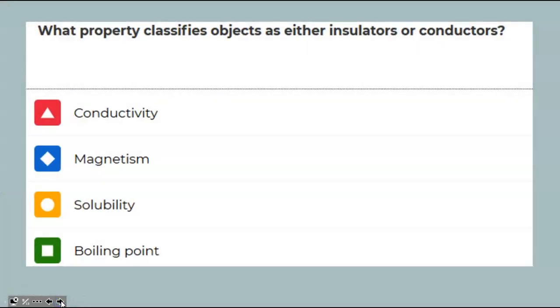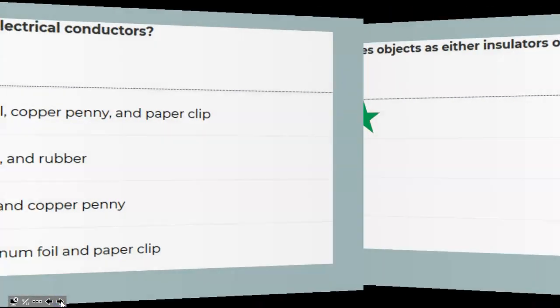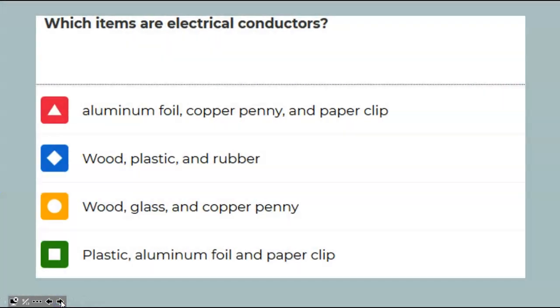What property classifies objects as either insulators or conductors? The correct answer is conductivity, either thermal conductivity or electrical conductivity. This is the property that we talked about, insulators and conductors. Which items are electrical conductors? So these are things that allow electricity to pass through. And these would be all of the things that are metal. So aluminum foil, copper penny, and paperclip. Metals are electrical conductors.